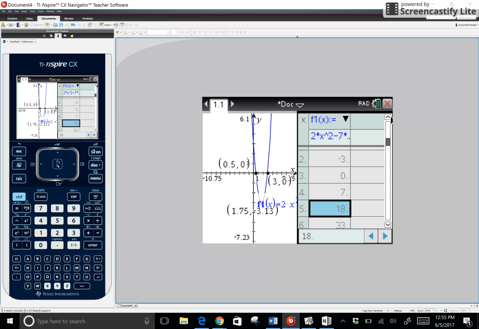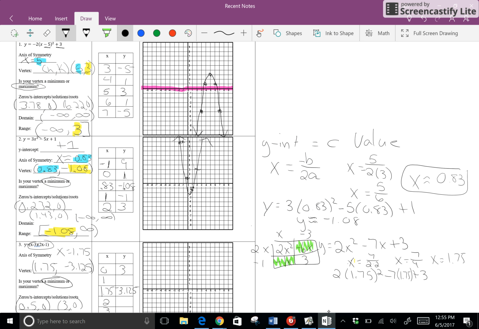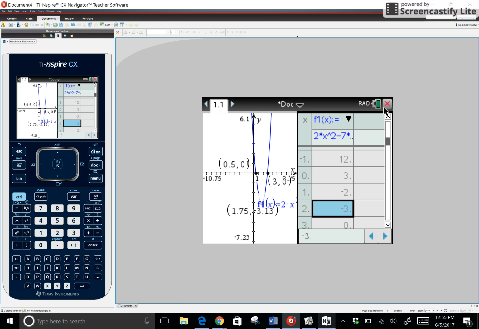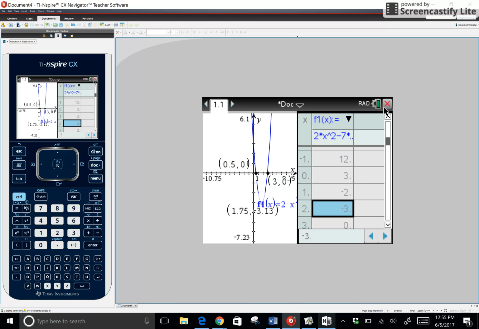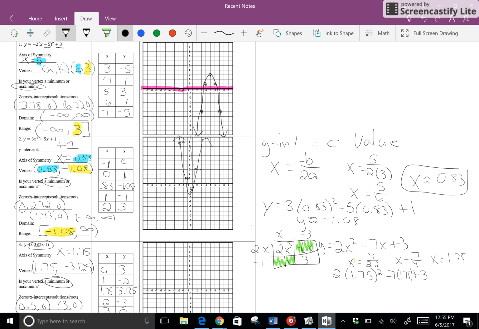So 0, 3, 1, negative 2, 2, negative 3, and then 3, 0. Once again, they're not really even, which is fine. On the test, we'll give you ones that are even. Make a U.